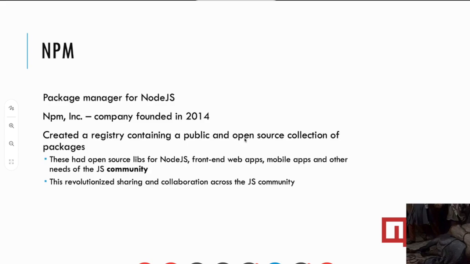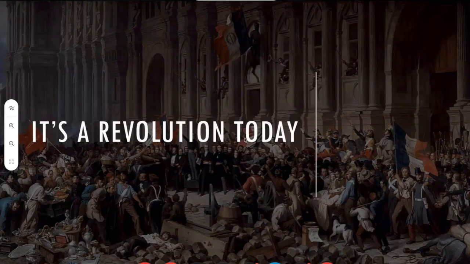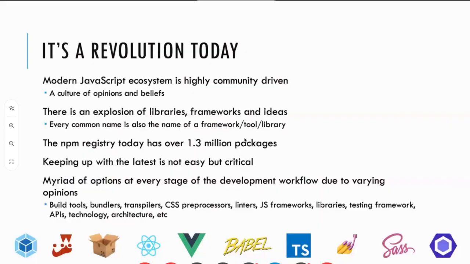Okay. So with all these improvements that happened with HTML5, CSS3, which added a lot of new capabilities and improved the developer experience and made the standardization process community based, it's a revolution today because of all of that. So the modern JavaScript ecosystem is highly community driven. People are free and open to share their opinions and beliefs and ideas and come up with libraries and frameworks of their own. So this is why there is an explosion of libraries and frameworks.